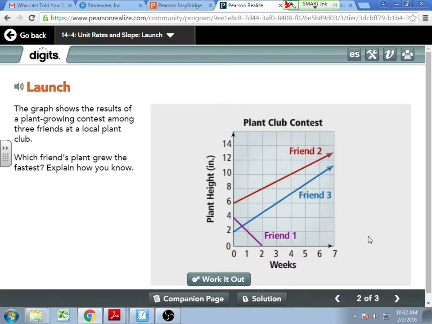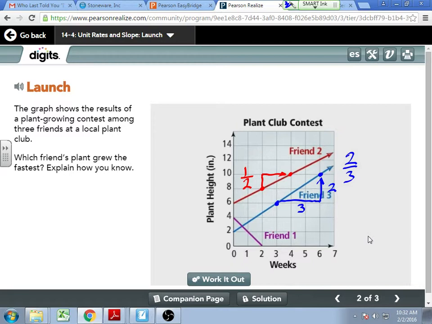If we compare these slopes, remember, go point to point. My rise is 1, my run is 2. Friend 2 has a slope of 1/2. So every week, their plant is growing 1/2 inch. Friend 3, point to point at the intersections, my rise is 2, my run is 3. So friend 3's slope is 2/3, bigger than 1/2. Their plant is growing 2/3 of an inch every week.